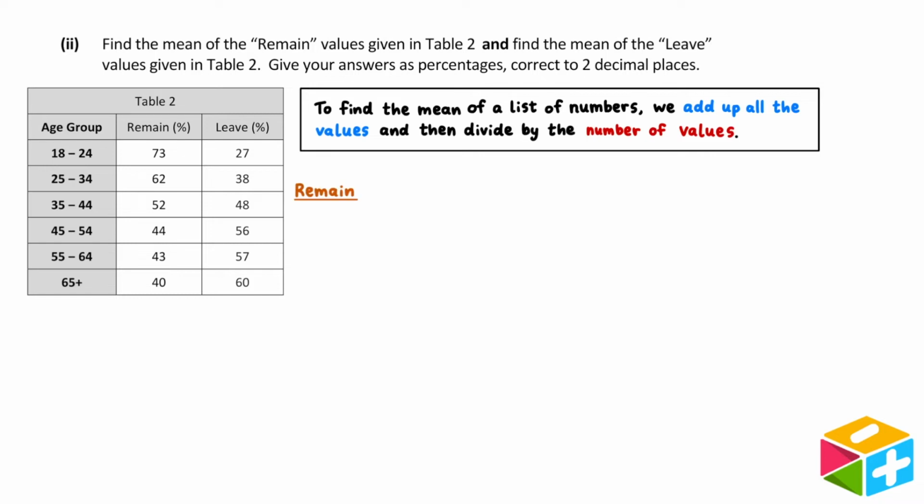Let's start with the remain values. The values here are 73, 62, 52, 44, 43, and 40. To find the mean, we have to add all these values up and then divide by the number of values. Well, if we go to the calculator and add up the numbers, we'll get an answer of 314.